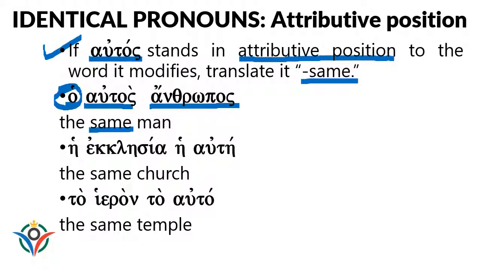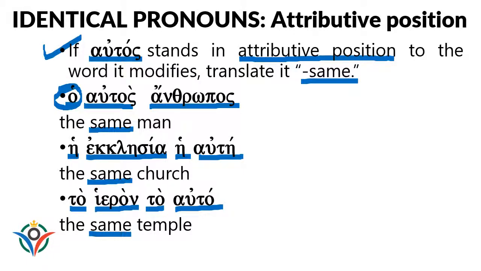the same man. Then we have hē ekklēsia hē autē, and once again both the noun and the pronoun share the article, so we translate this as the same church. In the final example, to hieron to auto, once again like the previous example, both the pronoun and the noun share the article, so we translate this as the same temple.